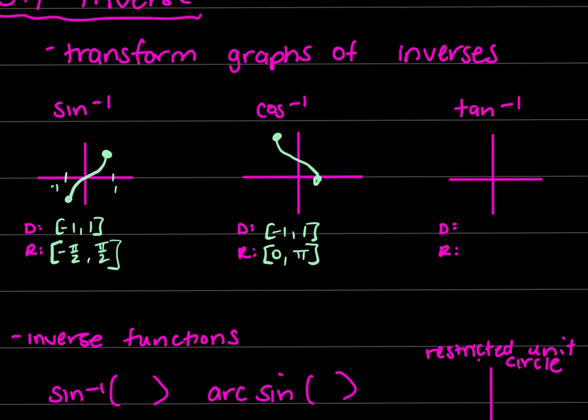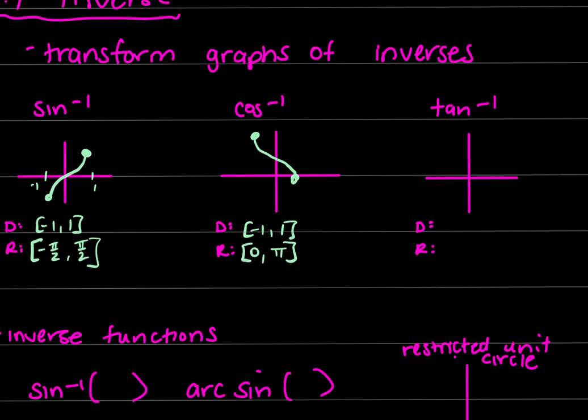And then the tangent is the one that's kind of different. It's turned sideways. It crosses through 0, 0. It has a vertical asymptote at pi/2 and -pi/2.